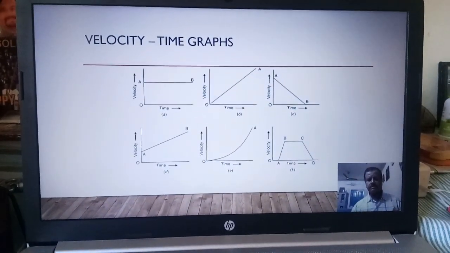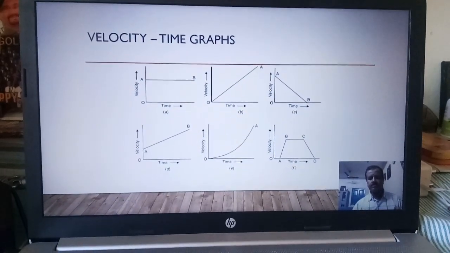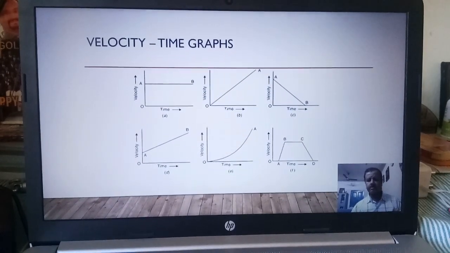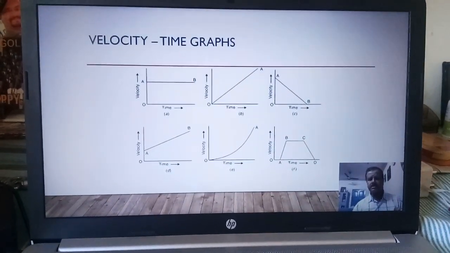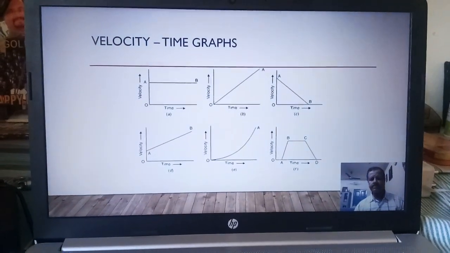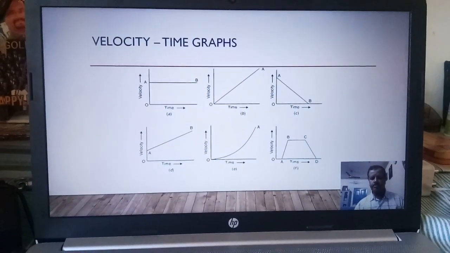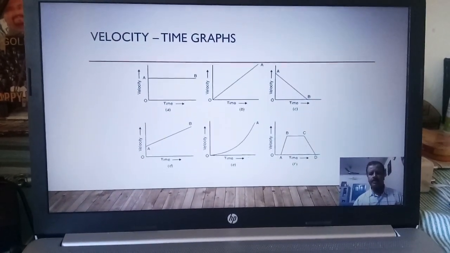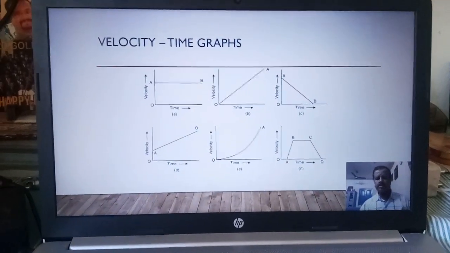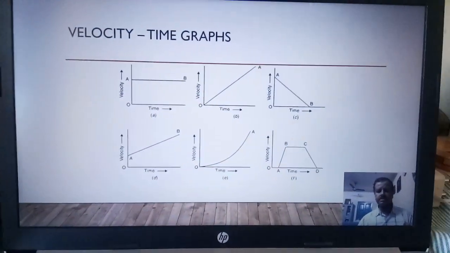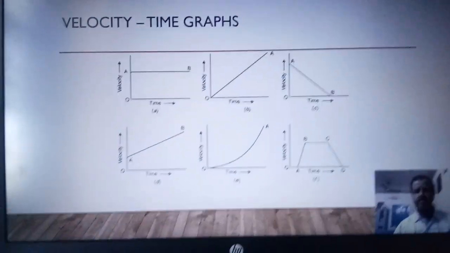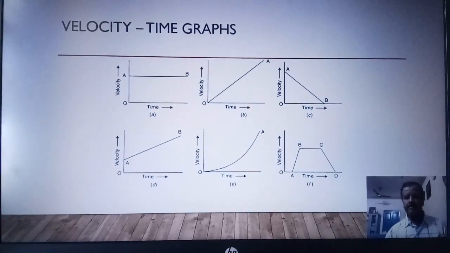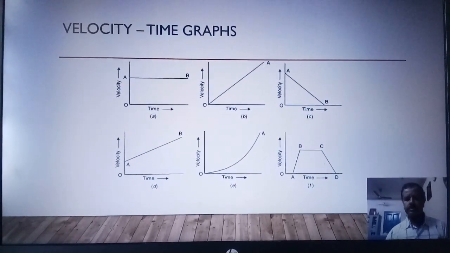Now the last one, F. If you see, initially there is an increase in velocity, a linear graph from A to B, and from B to C the graph is parallel to the time axis. From C to D, it is a decreasing graph. So A to B, if you look at it, the slope is positive, therefore it represents positive acceleration. And B to C, there is no increase in velocity, no decrease in velocity. The BC straight line is parallel to the time axis. So from B to C, the vehicle is moving with constant velocity.